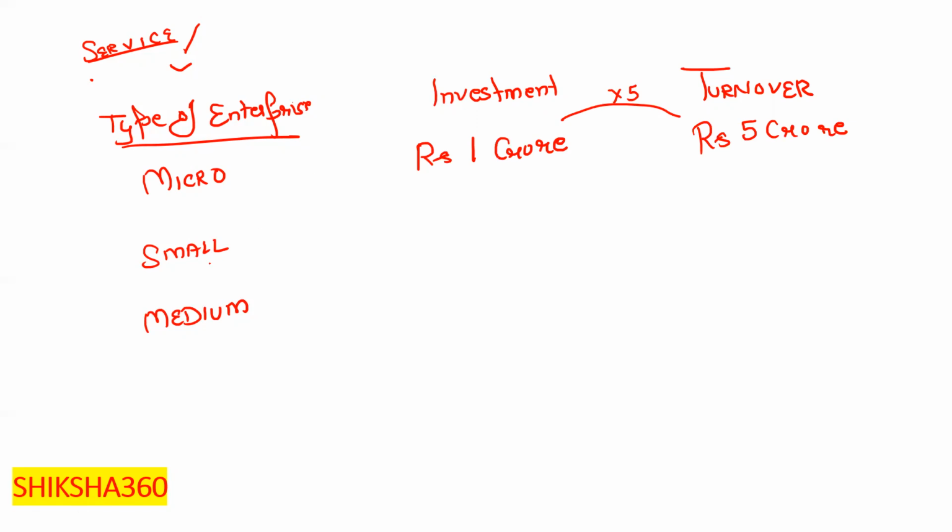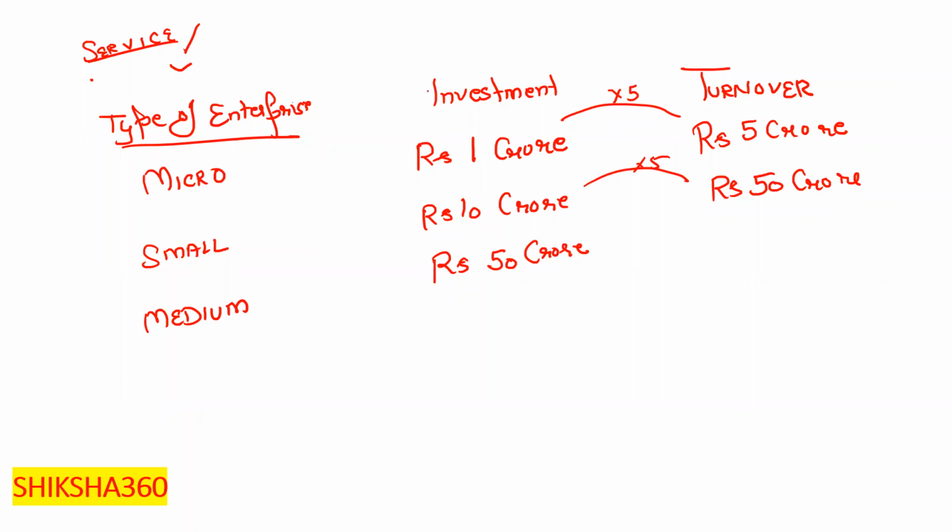For small enterprises, the investment is 10 crore, and the turnover, multiplied by 5, is rupees 50 crore. For the medium enterprise, the investment is 50 crore, and the turnover is rupees 250 crore. These are the new limits, the updated MSME definition.